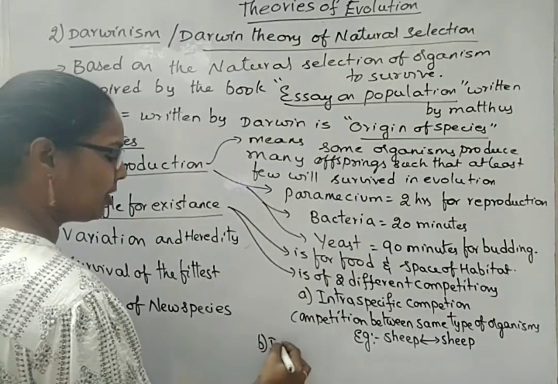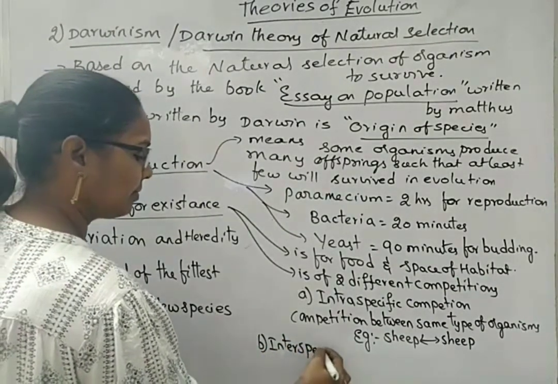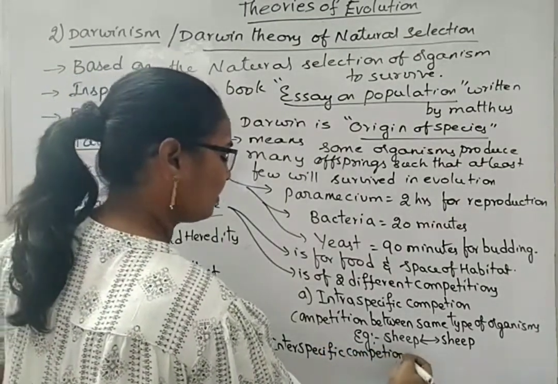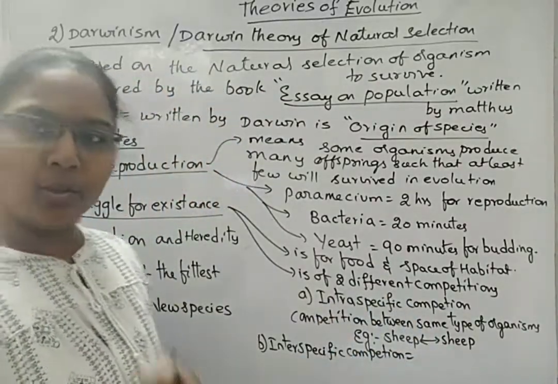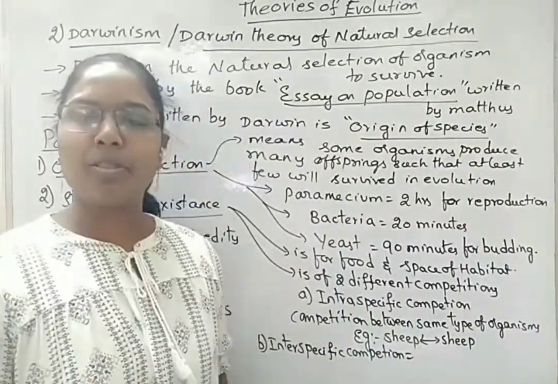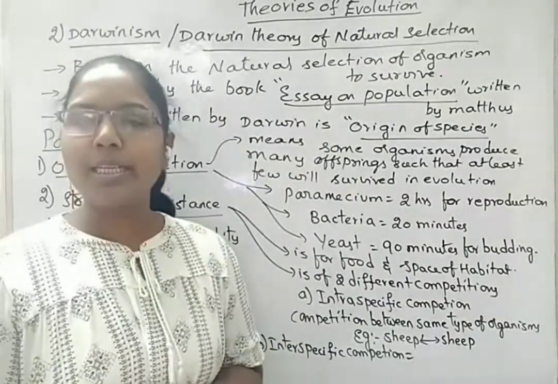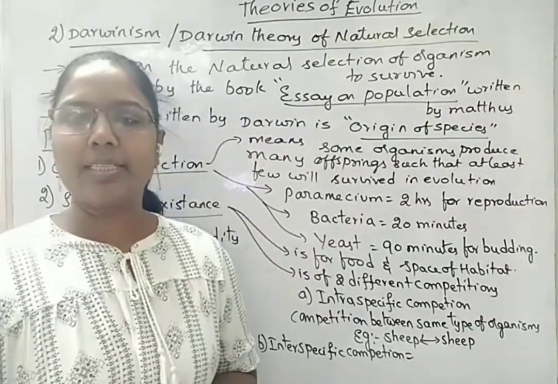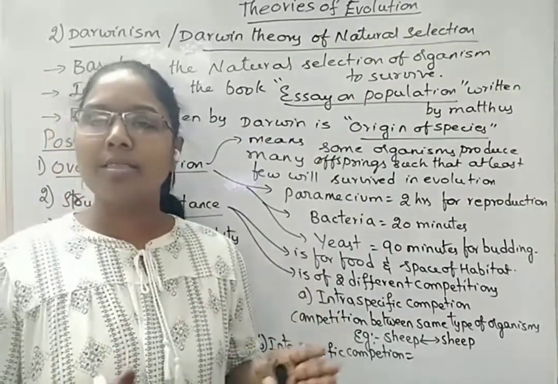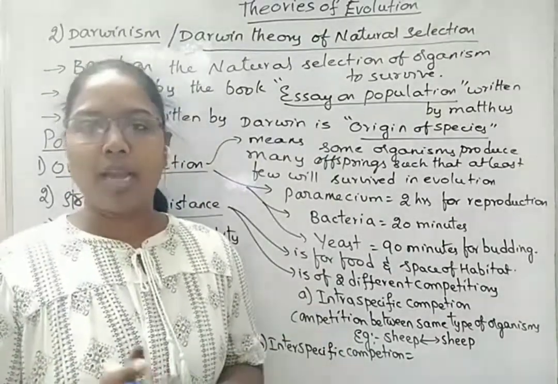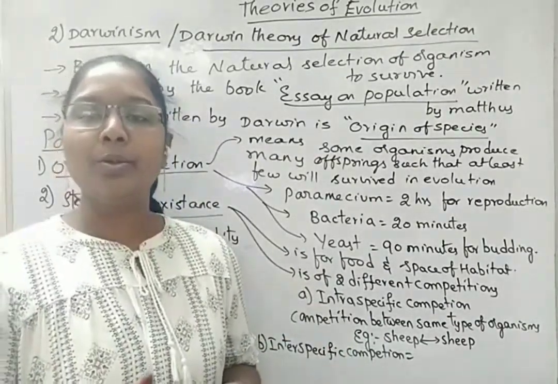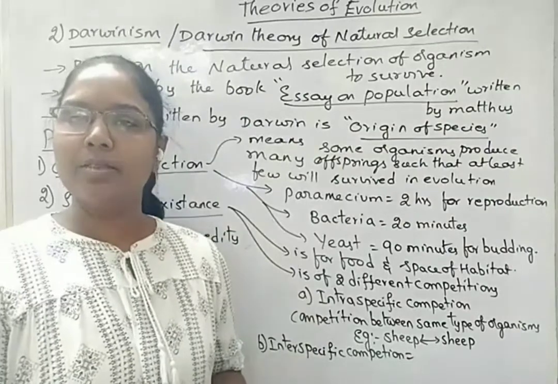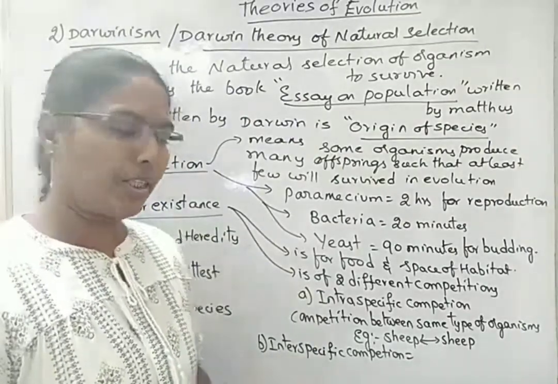Another one, interspecific competition. Here we can take example between two different herbivores. For suppose, horses eat grass, cows eat grass, sheep eat grass, goats eat grass, and buffaloes eat grass. So we can compare horses and sheep or cows and goats. So the competition between two different types of organisms for same type of source of the food is called as interspecific competition.